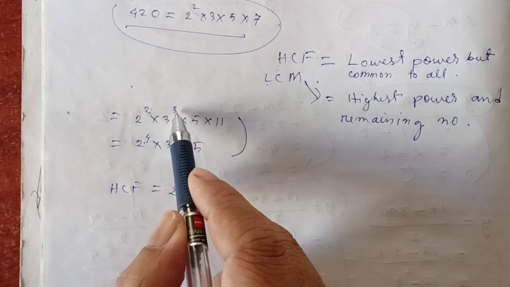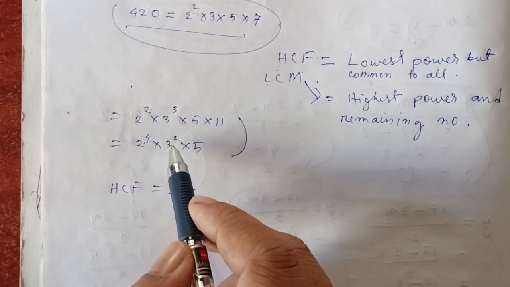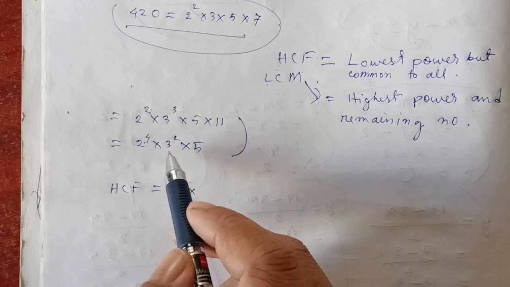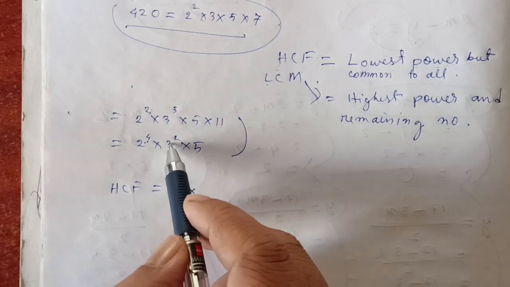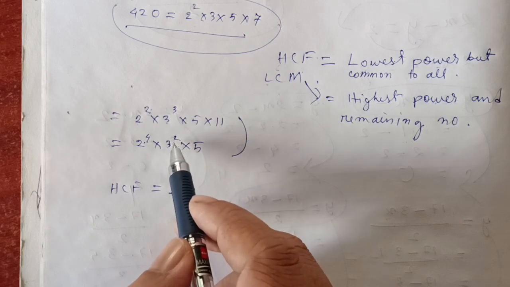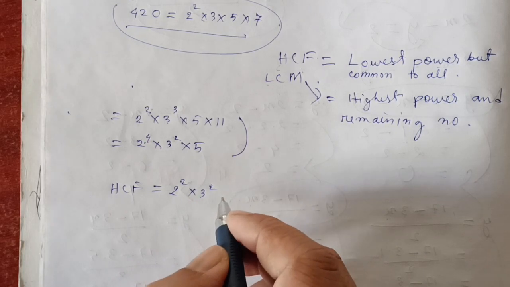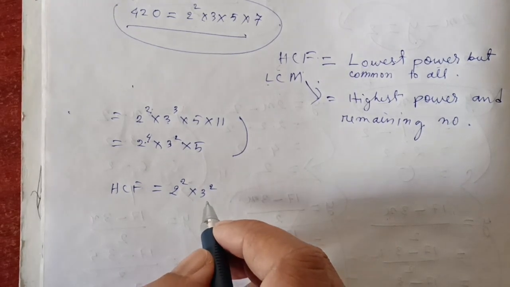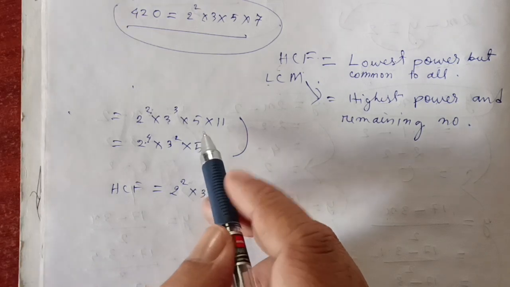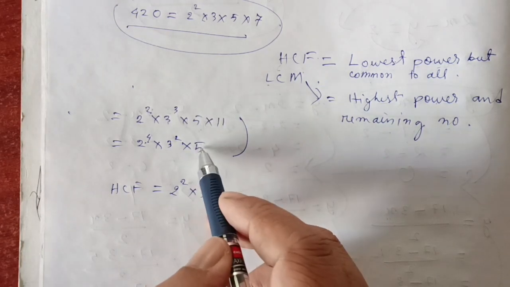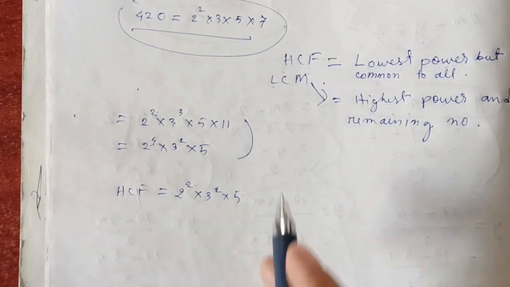And then what about 3? Here 3's power is cube. Here the power is square. So in this case, we are going to find out which one is the lowest power. Here 3 square is the lowest power, so 3 square. So this will be in the HCF. Then now look at this 5. Here the power is only 1, here the power is only 1, so we write 5.